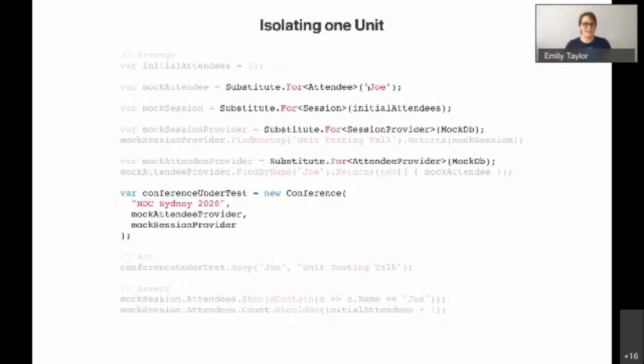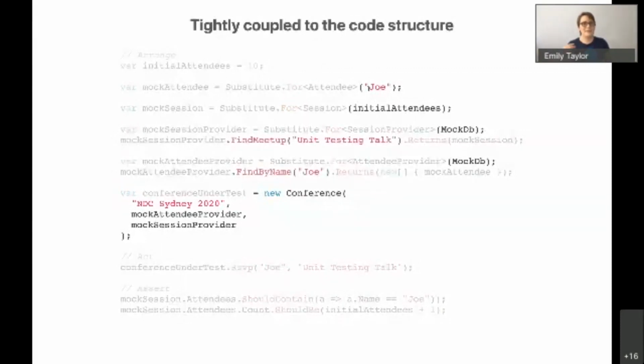We've got our mocked out DB, and we're getting rid of all of the services except for this one that we really care about for behavior. But we've become really tightly coupled to our code structure here. We've got all these constructors and method calls. If any of those signatures change, then our test breaks.